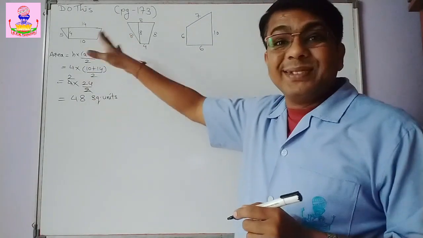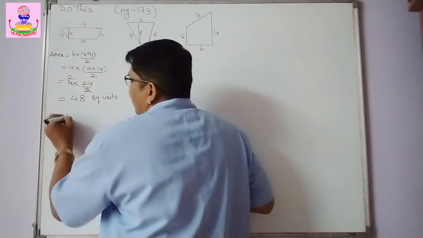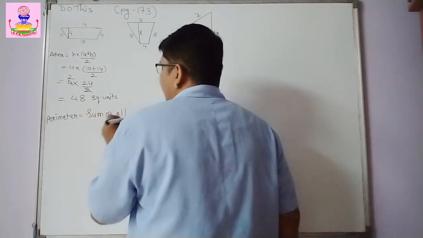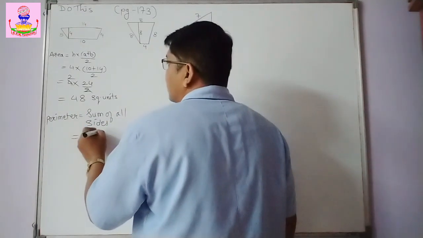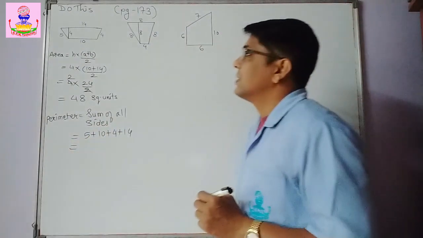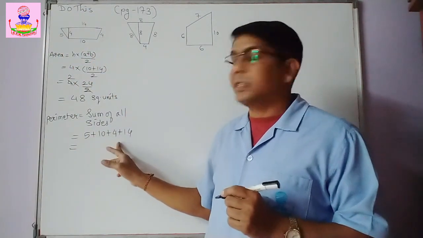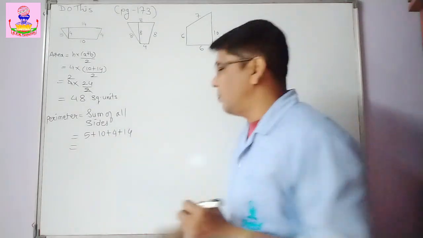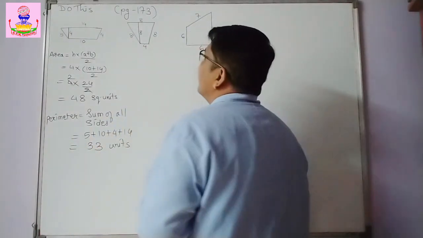Right? Now, we will find the perimeter of it also. Perimeter here is the sum of all sides. So that is equal to 5 plus 10 plus 4 plus 14. Now 5 plus 10, 15, plus 4, 19. 19 plus 10, 29. 29 plus 4, 33. Okay, 33 units. We don't know the unit.